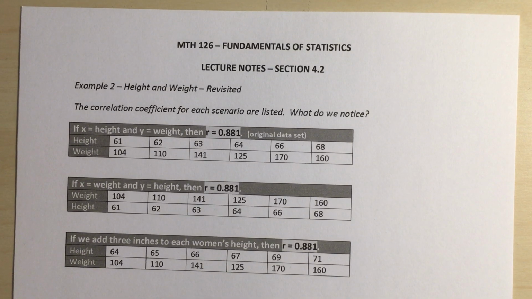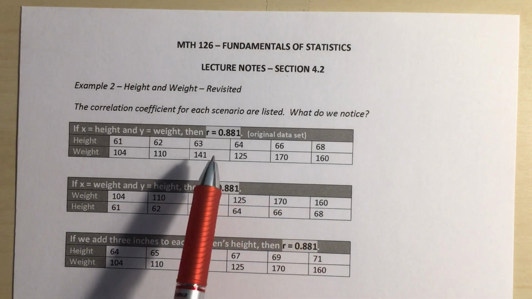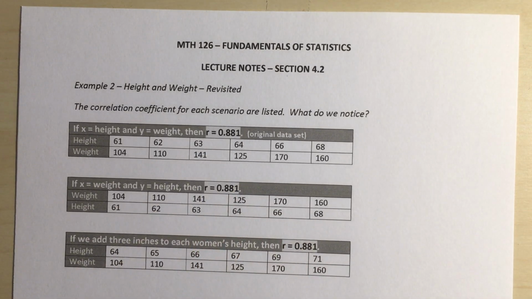Right, so in this next example, we are going to take a closer look at our example 2, where we were looking at the height and the weight. We put these values in StatCrunch, and we also calculated this by hand. So if x equals height and y equals weight, then r equals 0.881. This was our original data set. This is the r that we see in this first table.